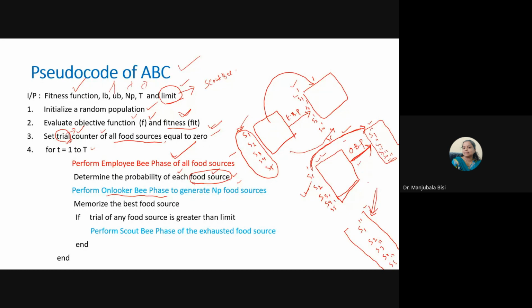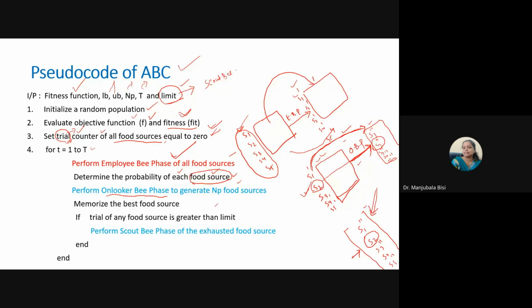In this scenario, if you see S2, between S2 and S2 double dash, if you are comparing, you have applied some mathematical function to convert S2 into S2 double dash. But after doing that mathematical function, you find that the previous solution is better, right? That means we are getting a failure. We are trying to explore the solution, but we are unable to get a better solution. So the trial counter of this second solution will be incremented to 1. That is the meaning, right?